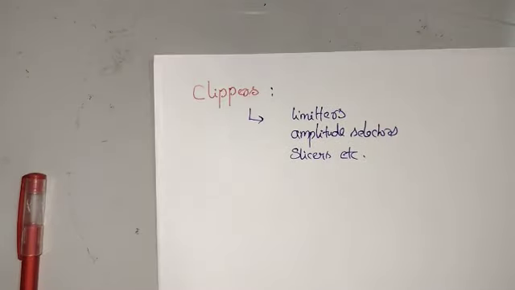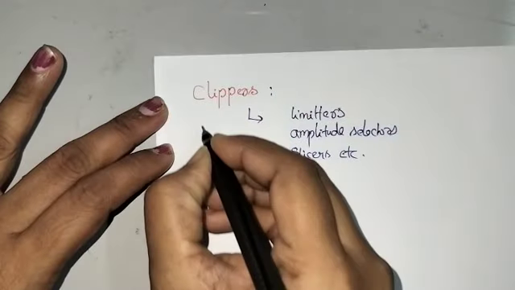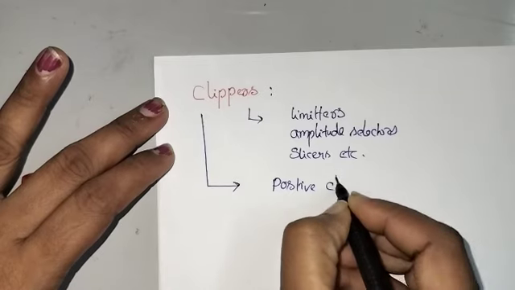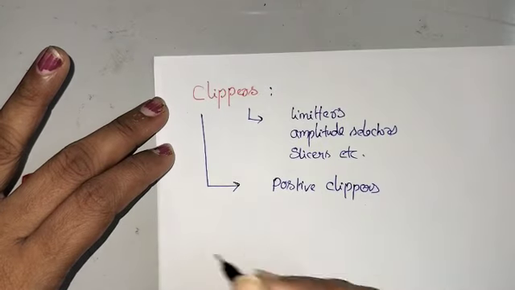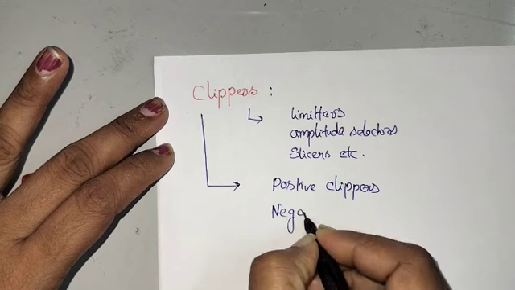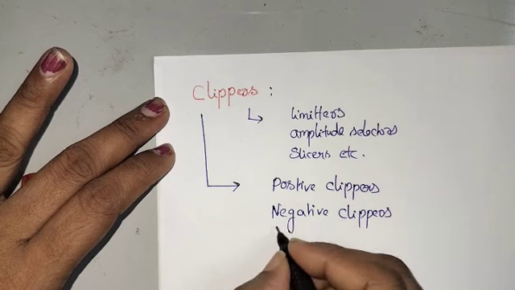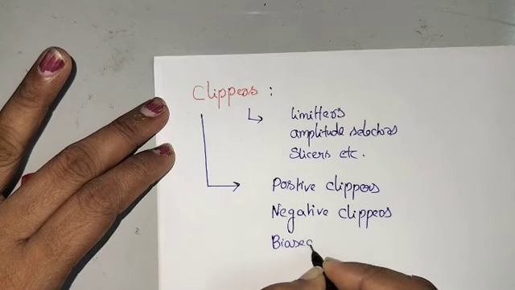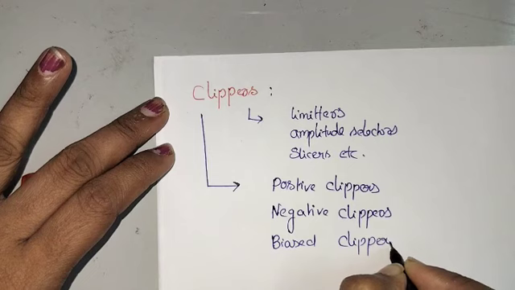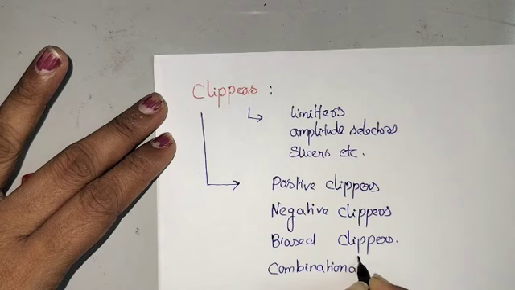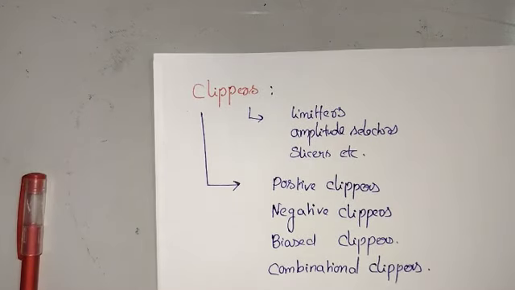Next, coming to the classification, clippers are mainly classified into positive clippers, negative clippers, biased clippers, and finally combinational clippers. These four are the different types of clippers.